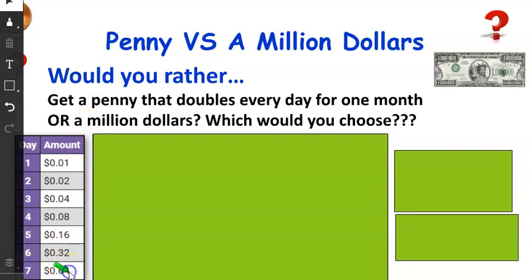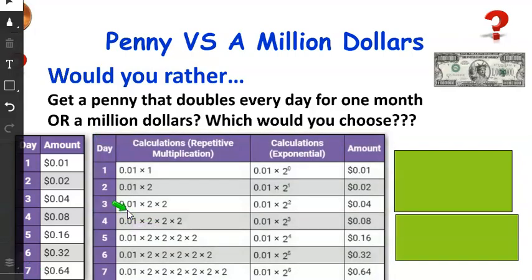I don't know. It kind of looks like that's only 64 cents after 1 week. I don't know. You might want to take the $1 million, right? Or no? Well, who really wants to sit there and double your pennies each day for 30 days? Yikes. So there's math behind all of these amounts, okay? And we can use an exponential model to represent this.